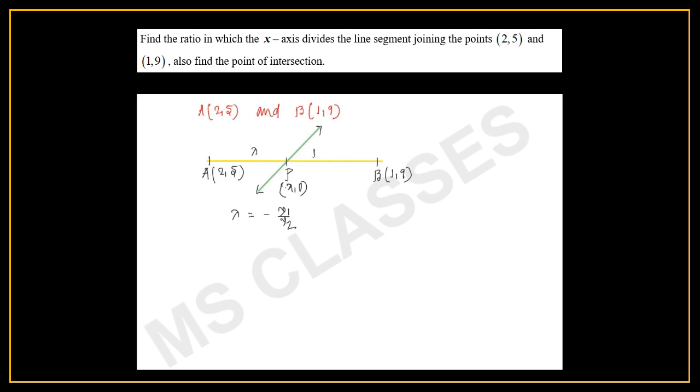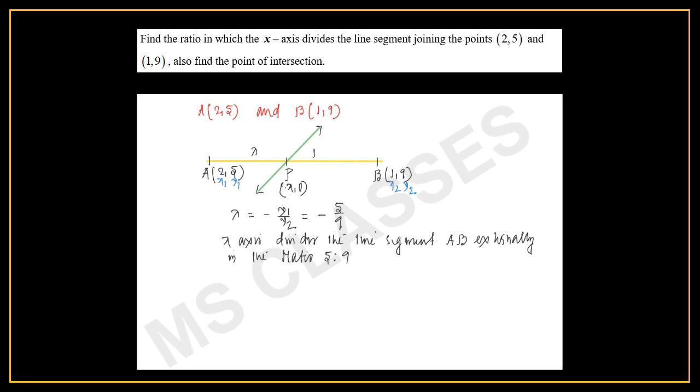So here we can think that this is our x1, y1. Here is x2, y2. So here we can just put the value 5 by 9. So what we say here is that the x-axis divides the line segment AB externally in the ratio 5:9.